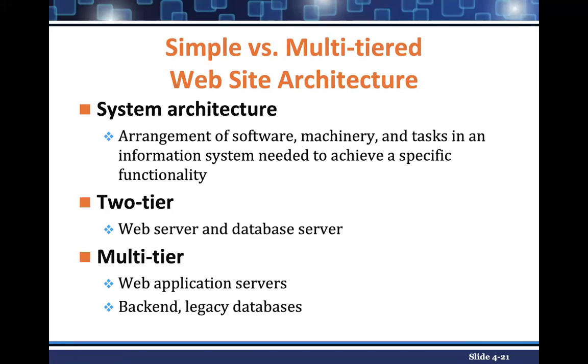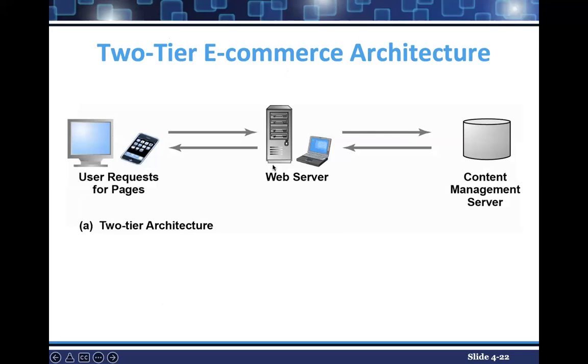If we say that we use 2-tier, it means that we have just a web server connected to a database server only. That is 2-tier. For multi-tier, you separate the servers into different tiers. The front end is the web application servers, while the back end may have legacy databases on different servers. So this one is the multi-tier one. You need to know and design before you really use it.